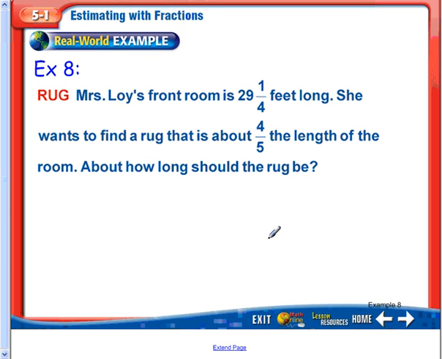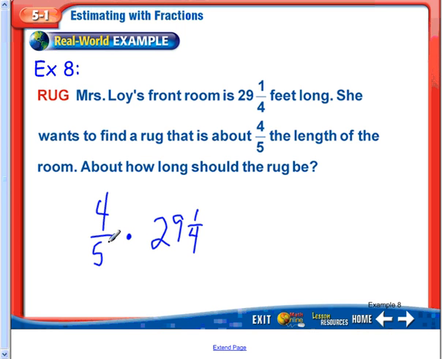Example number 8. Mrs. Loy's front room is 29 1/4 feet long. She wants to find a rug that is about 4/5 the length of the room. About how long should the rug be? So we want to find 4/5 of, and when we say of, we multiply of 29 1/4.